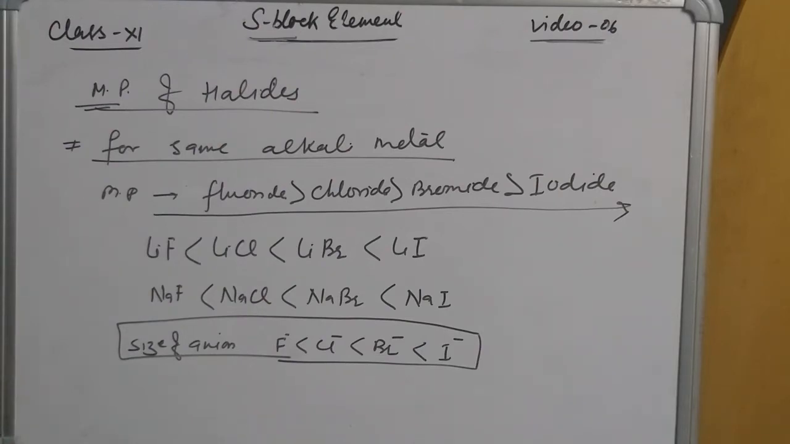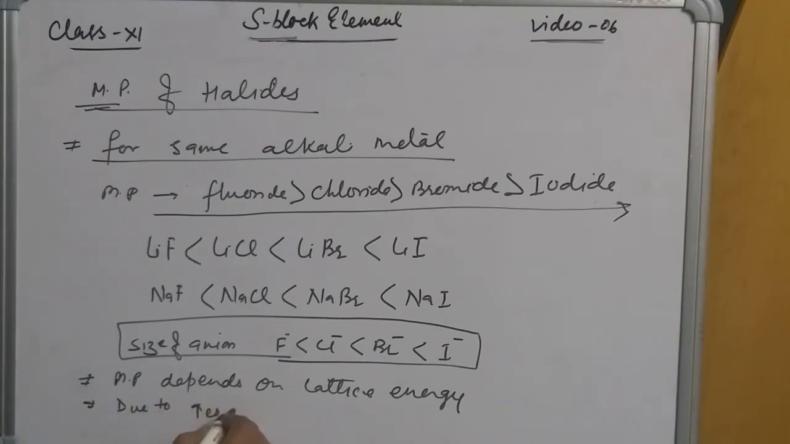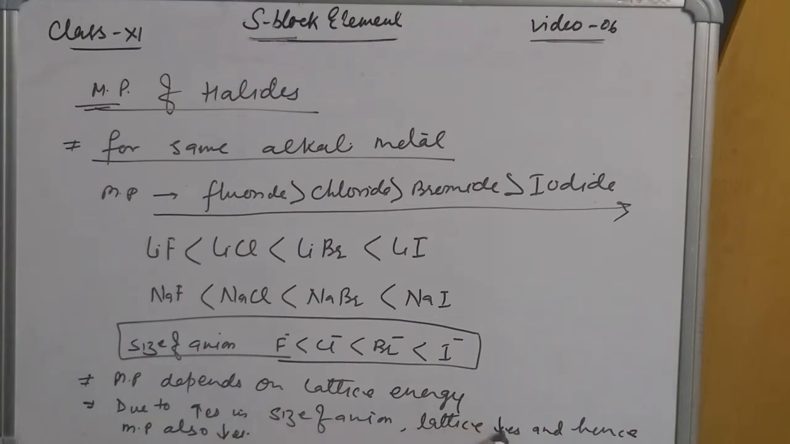Melting point also depends on lattice energy. Due to the increase in size of the anion, lattice energy decreases, and hence the melting point also decreases.